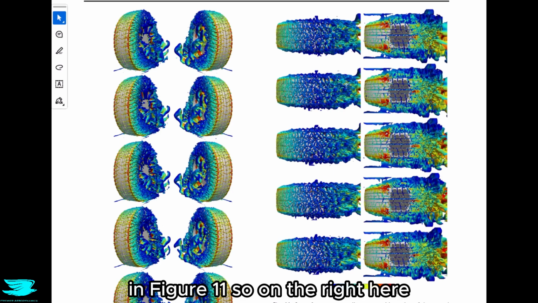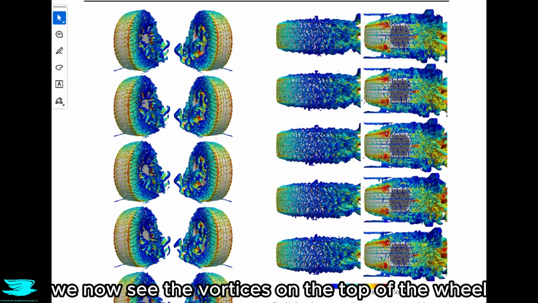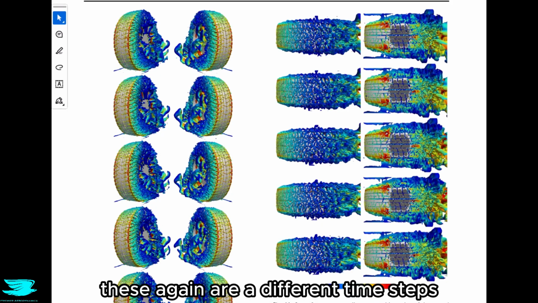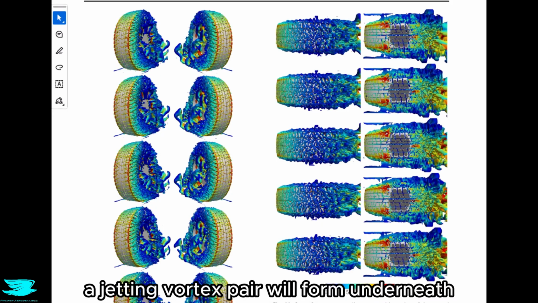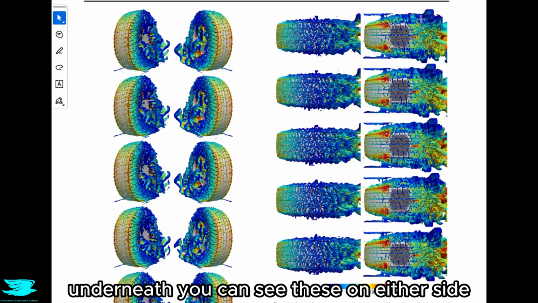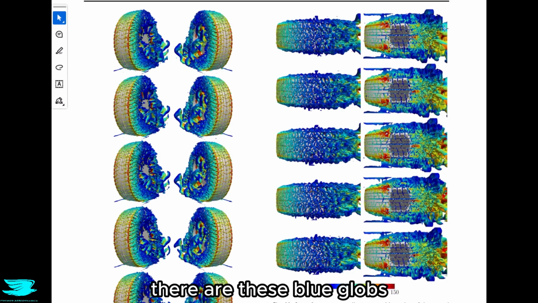Anyway, in figure 11, on the right here, we now see the vortices on the top of the wheel on the left and then underneath the wheel on the right. These again are at different time steps, and so for a regular wheel, a jetting vortex pair will form underneath. We can see that jetting vortex pair pretty clearly underneath. You can see on either side there are these blue globs. That's a vortex on each side.